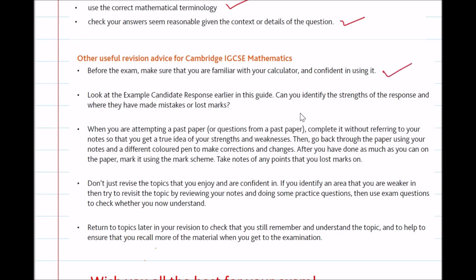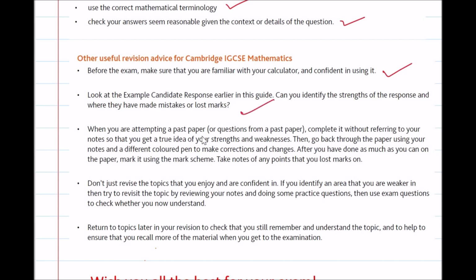Look at the example candidate response earlier in this guide. You can ask for the example candidate response from your subject teacher. They can provide you. You can go through it. That is very helpful in understanding what mistakes you should avoid. Can you identify the strengths of the response and where they have made mistakes or lost marks?